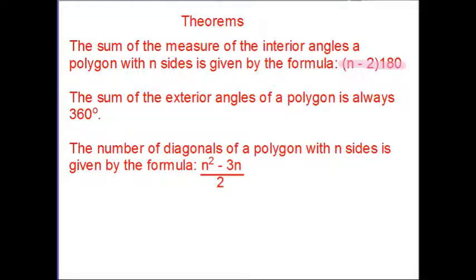Our next theorem says the sum of any exterior angles is always 360. So it doesn't matter how many sides it has, when you add up those exterior angles, it's always going to equal 360 degrees. And last but not least, the number of diagonals of a polygon with n sides is given by the formula n squared minus 3n all over 2.